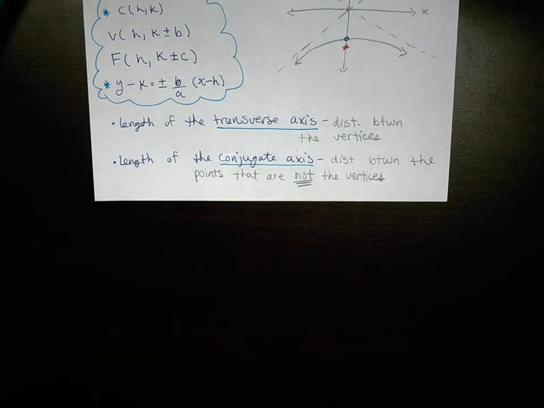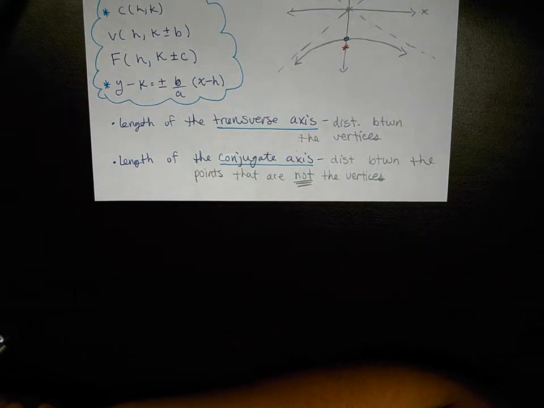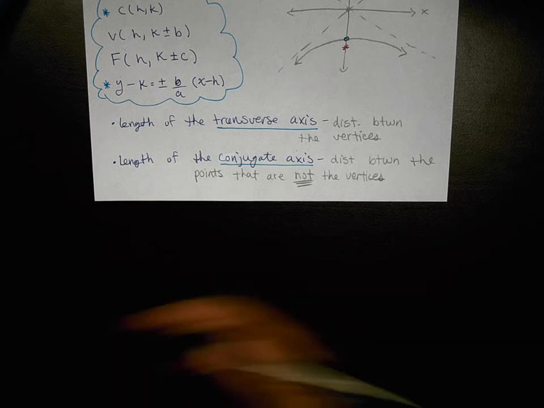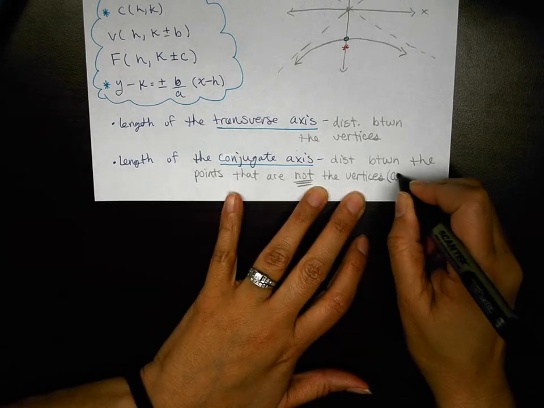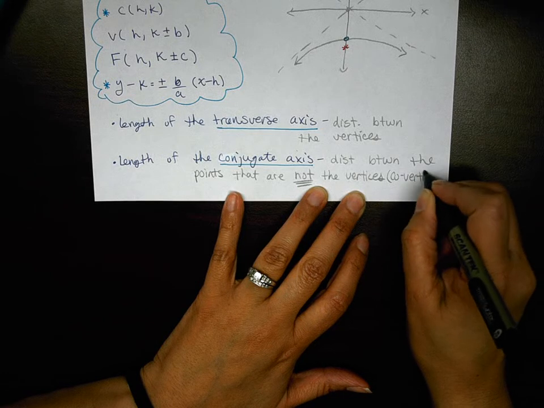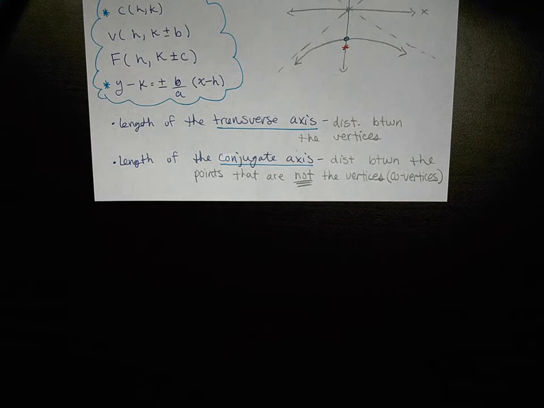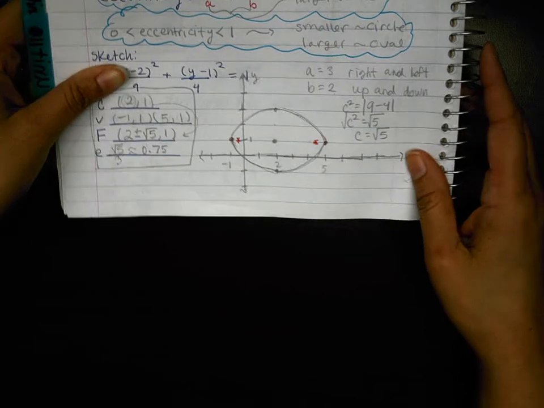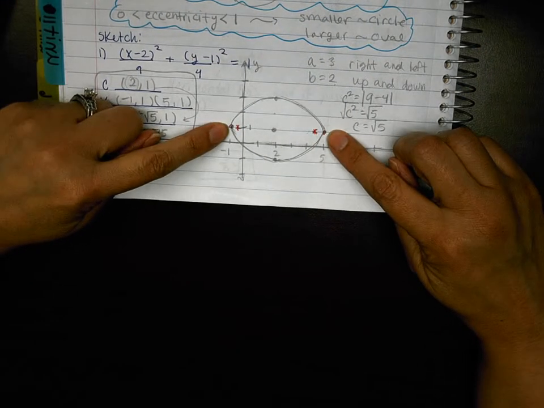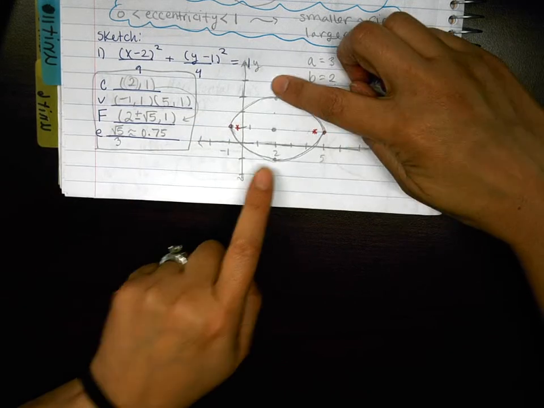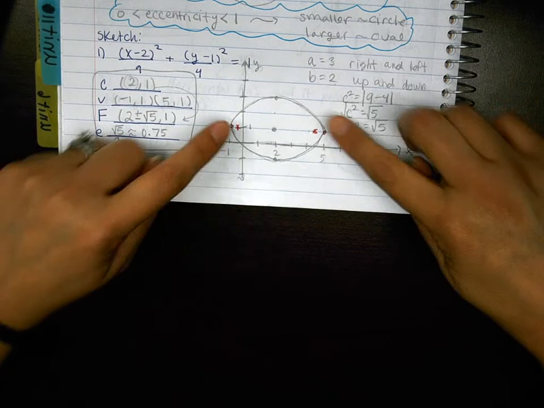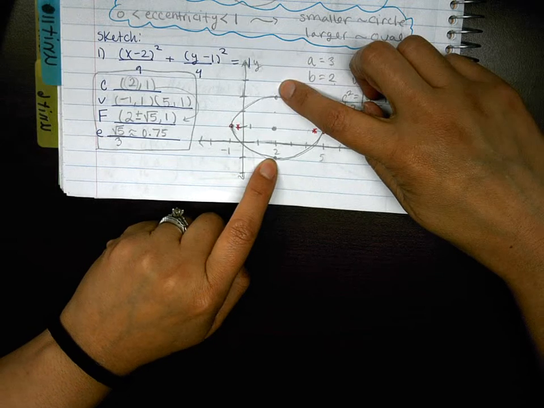Now, I don't think I told you guys the last time I saw you what those points are called. The points that are the non-vertice points are called co-vertices. Co-vertices. So I'm going to put that back up, but I'm going to cover it really quick. So for an example, with an ellipse, those would be the vertices. Those would be the co-vertices. Vertices, co-vertices. Okay.